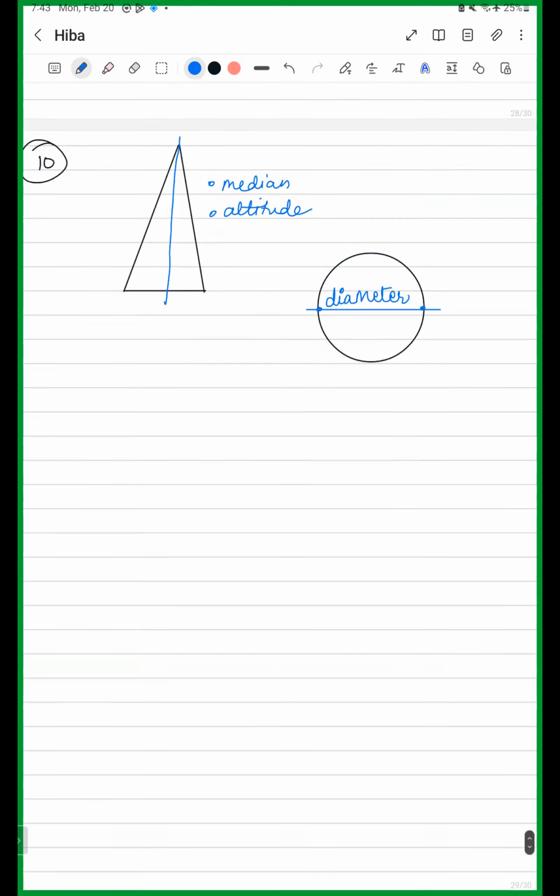ठीक है. All right, so we're done with this chapter. Do you have any doubts in this chapter or any other chapter? No. Can you wait 1 minute? Okay.